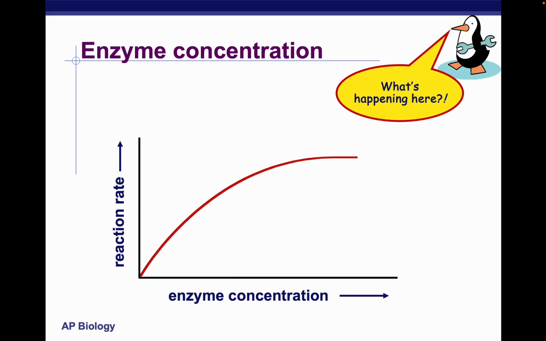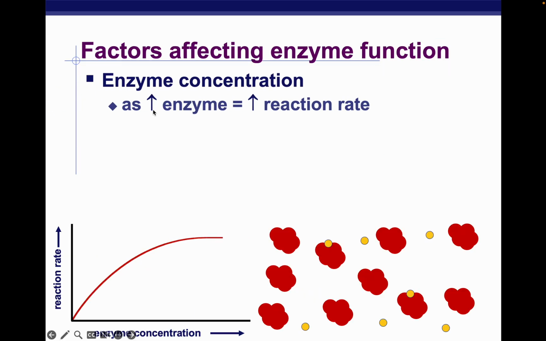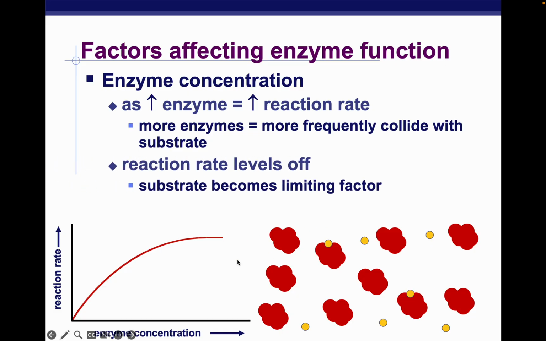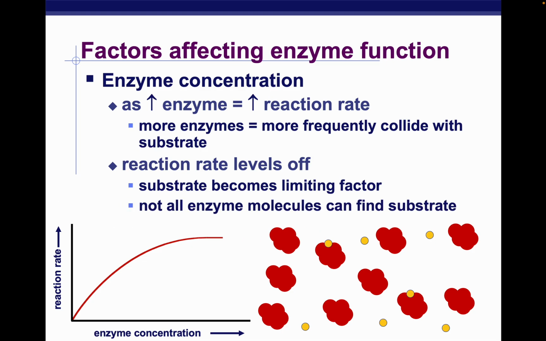So here's the enzyme concentration. As enzymes increase, the reaction rate will also increase. But as the enzymes become more saturated, we can tell the reaction rate just levels off, and that's when it becomes too concentrated. And substrates could become the limiting factor.